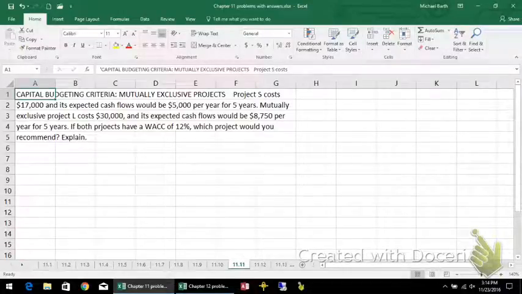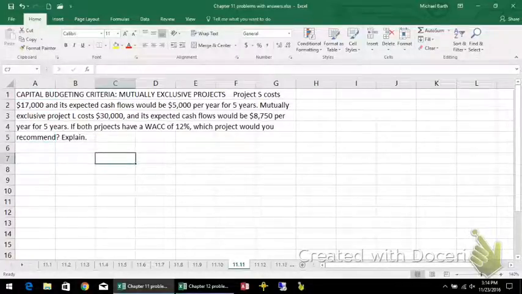This is problem 11.11 from Chapter 11, Brigham and Houston Fundamentals of Financial Management, Concise 9th edition, and this is another mutually exclusive project problem. We have project S, which costs $17,000 and has cash flows of $5,000 a year for 5 years. Project L has a $30,000 initial outlay and inflows of $8,750 a year for 5 years. Both projects have a weighted average cost of capital of 12%. Which one would you recommend?